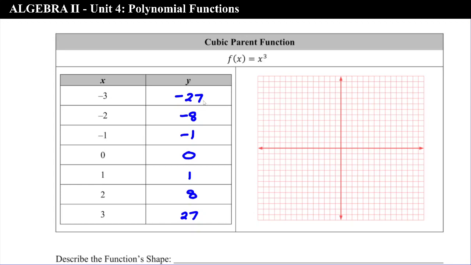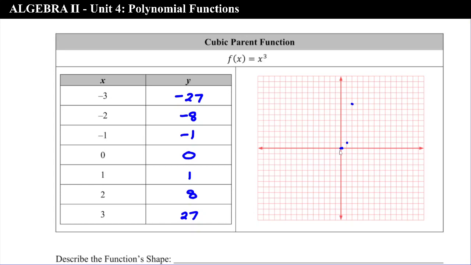So let's go ahead and graph the parent function. Now, we're not going to be able to graph the negative 27 and positive 27 because our graph is not that big, but we can do the other points. So let's start in the middle with 0, 0. That's right at the origin, and that's easy to plot. Then we go over 1 and up 1 for 1, 1. And then we have 2, 8, which is over 2 and up 8. 1, 2, 3, 4, 5, 6, 7, 8.